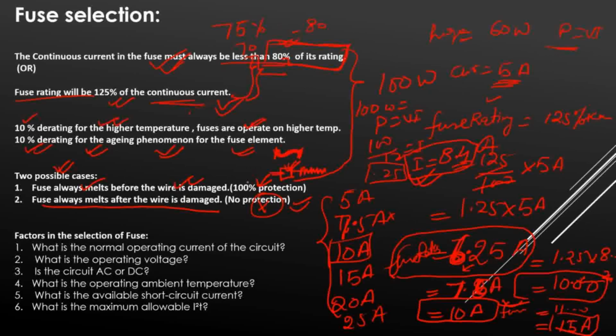I will show you the other factors which we have to take into consideration, and then we will come to some of the essential factors which we need to consider in the fuse selection. So, factors in the selection of the fuse. First is the normal operating current. Normal operating current is nothing but the continuous current, which we have seen many times. 5 amps in this case, and in this case of 100 watts, we have seen 8 point something.